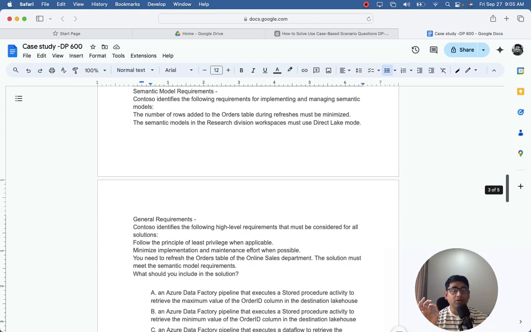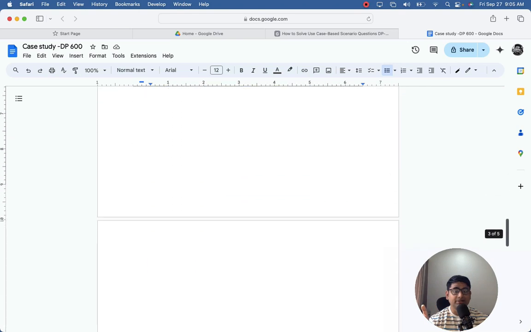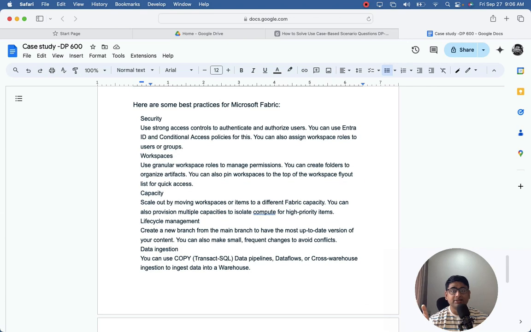Okay. Now, as I said initially when I was discussing the slide, I will show you some of the best practices. So here I would like to show you some of the best practices. These are only some samples you should be aware of. Now you need to go back and, for every aspect, for example security, workspaces, capacity, lifecycle management, data ingestion, check what the best practices are. Let me show you some examples.